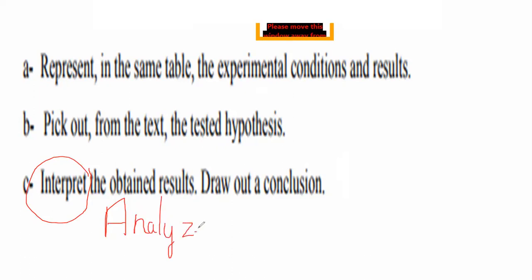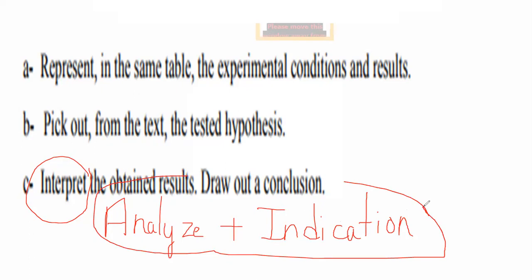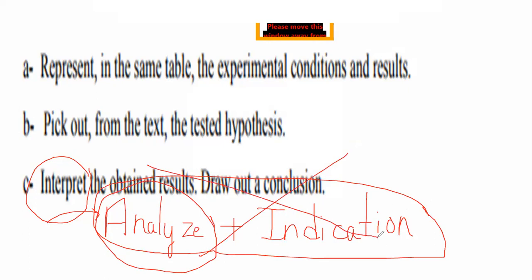And the indication should be what, Gabrielle? It should be specific for the experiment, while the conclusion will be general. So this is interpret: analyze plus indication. Those in the quizzes who did only analysis for interpret, sometimes I gave them half a mark. From now on, if I ask for interpret and you did analysis only, you won't get any mark, meaning that you didn't know the meaning of interpret. So you have to pay attention to this.